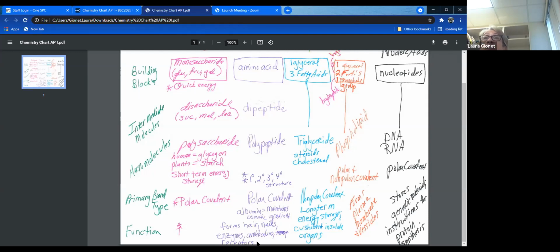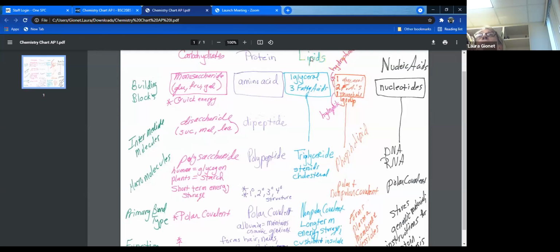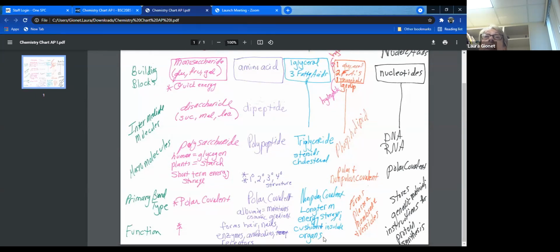The list goes on. Right, then we get to the left, we look at lipids in blue. We have one glycerol and 3 fatty acids. Those are the building blocks of the macromolecule of a triglyceride. Other examples of macromolecules in the lipid family are steroids and cholesterols. So down here in blue, they are non-polar covalently bonded, and they function as long-term energy storage, cushion, and insulate organs.